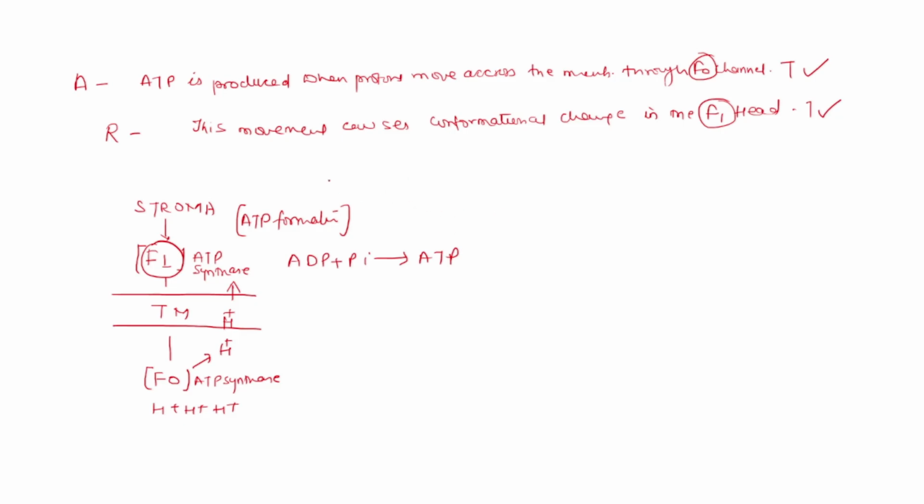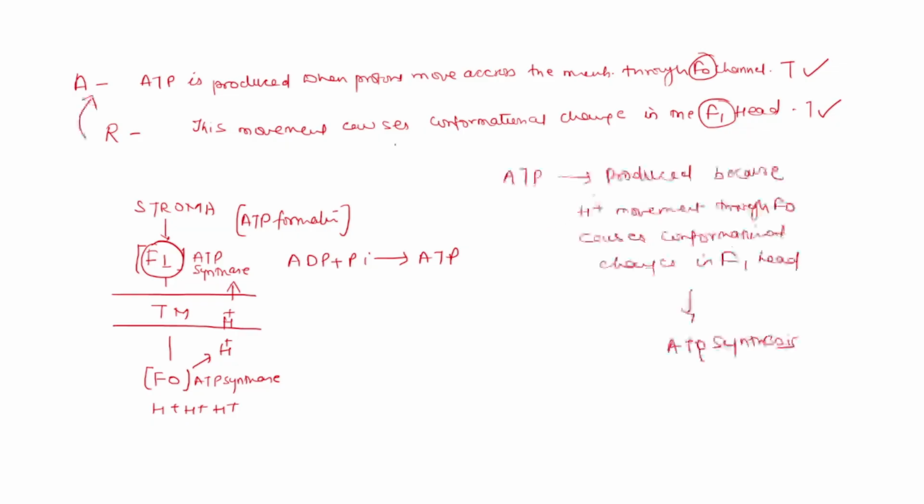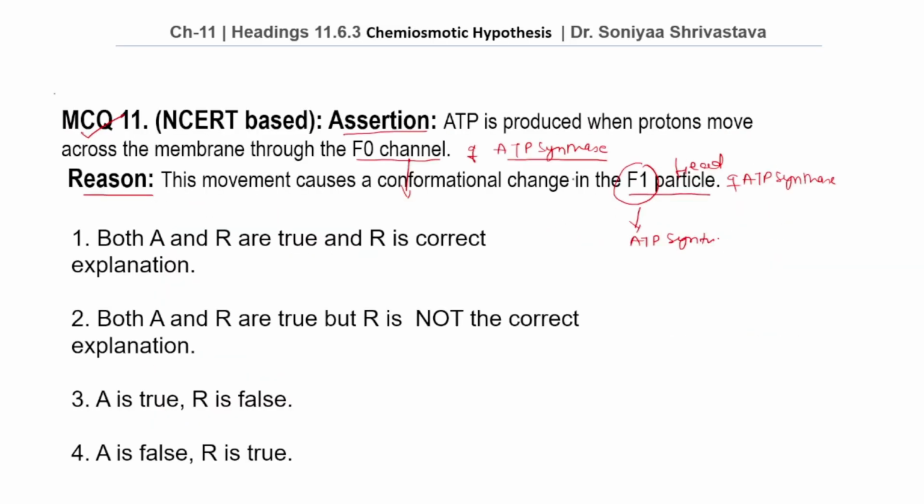Now does the reason explain the assertion? Yes, the reason explains the assertion. ATP is produced because the proton movement through F0 causes the conformational change in the F1 head, and those changes are the actual mechanism of ATP synthesis. So coming to the options, both the statements are true and the reason is the correct explanation of the assertion. So the correct option is option number 1.